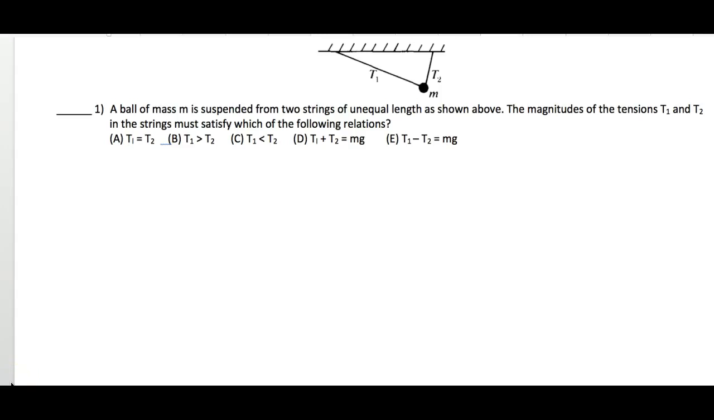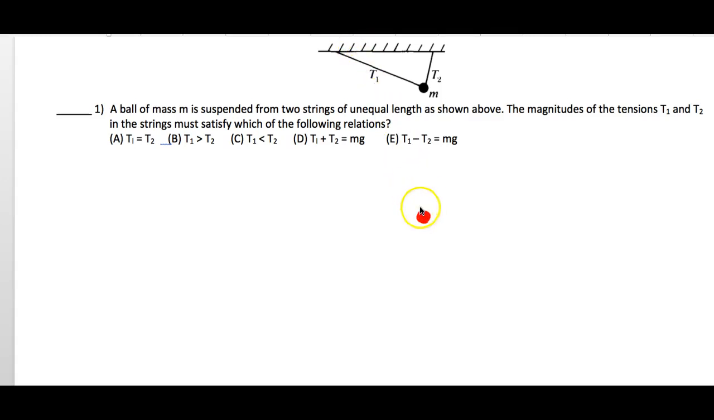In the first question, we have a ball of mass m suspended from two strings of unequal length as shown above in the sketch. The magnitudes of the tensions T1 and T2 in the strings must satisfy which of the following relationships. So it's important to set up a free body diagram in your head, if you will. There's the ball, and then there are two separate tension cables, with tensions that are not equal to each other.